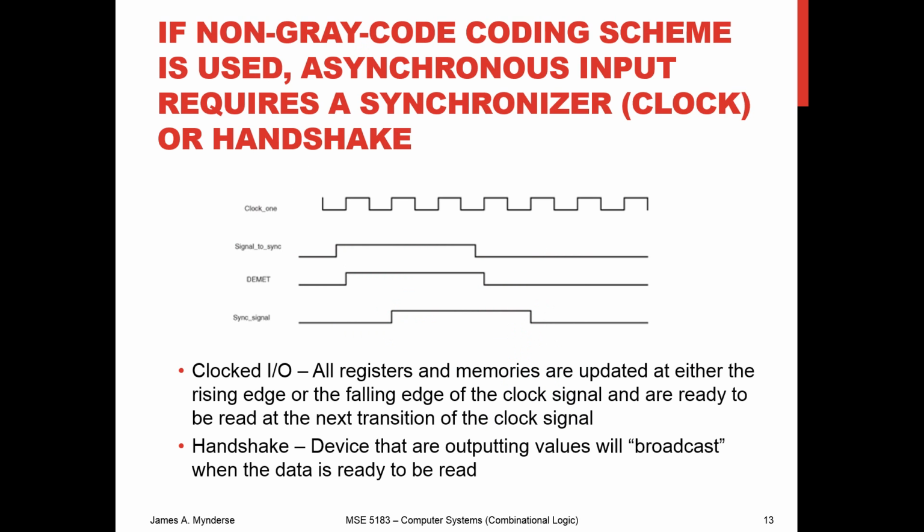If we use gray code, or if we don't use gray code, we may require a synchronizer or a handshake. So this is another option if we don't use gray code. A synchronizer would be a clock signal, so the clock signal is going up and down, up and down. It's a square wave. And so then everything would be clocked to start at either a rising or a falling edge of the clock signal, and so everything is always happening at the same time. And so if we wait just a little bit after the start of the clock signal, then we always know that everything is fixed. We could also handshake things where everybody has to communicate that yes, we're ready to go before we actually transmit data.